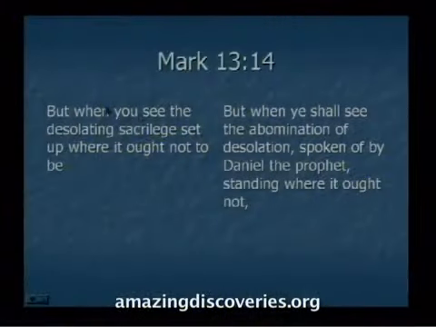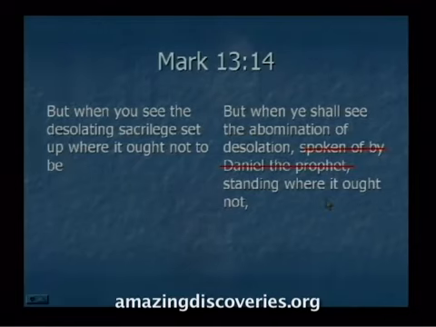Mark 13, verse 14. But when you see the desolated sacrilege set up where it ought not to be, well, this is fascinating. But when you see the abomination, this is King James, of desolation spoken of by Daniel the prophet, standing where it ought not to be. Why take that out? Because Jesus is pointing to two specific apocalyptic books in the Bible where we should study for the end times. The one is the book of Daniel, and the other one is the book of Revelation.